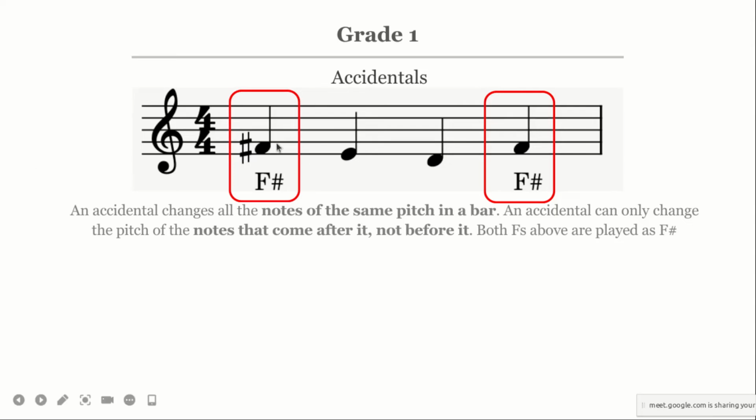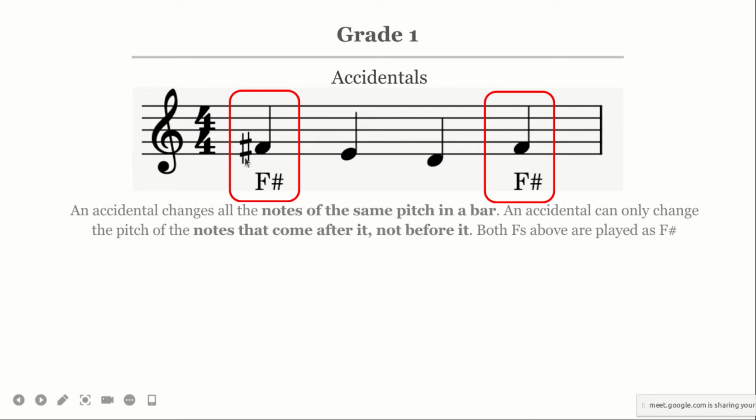So this is F. The first line of the bass clef is called letter F, and this is F sharp. Now, one thing you should know about accidentals is that when you have an accidental on any note, if there is another note in the same bar that is in the same pitch, like this other F here, because it's the same bar, that other F will also be F sharp. This accidental affects the whole bar.